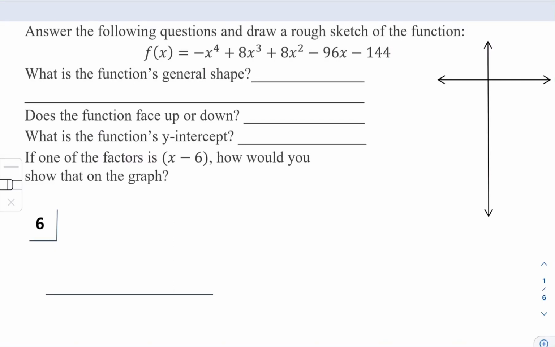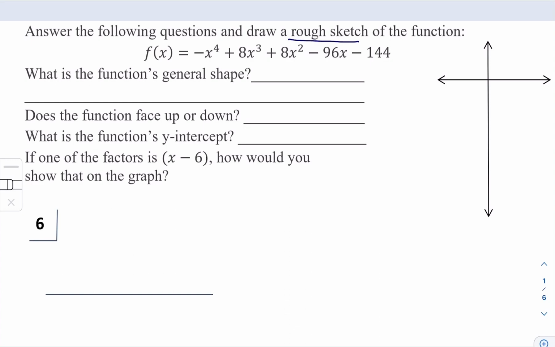Miss Van Ness here. We're going to go over in detail this question. We're going to answer the following questions and draw a rough sketch of the function. And then I'm also going to do a more detailed sketch of the function just in case you need it. So let's start from the beginning.